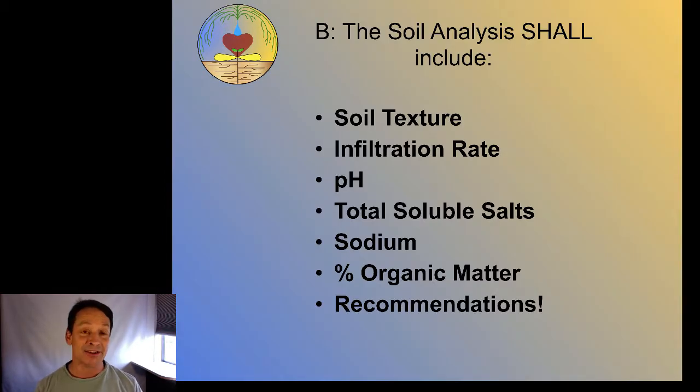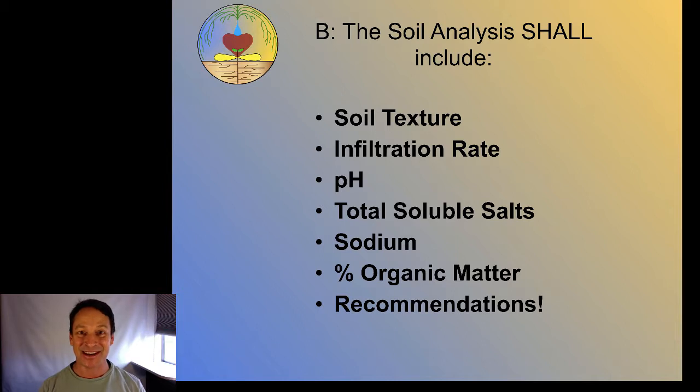So then you have to fill out the form, right, that is going to explain to the folks doing this analysis what you need to know. And so this list here is essentially what you legally need to put in to be in compliance with the Water Efficient Landscape Ordinance. And I'm going to go through each of these in detail. So the soil texture, the infiltration rate, the pH, the total soluble salts, the sodium, the percent organic matter, and then recommendations.